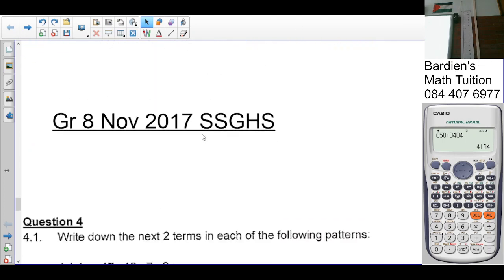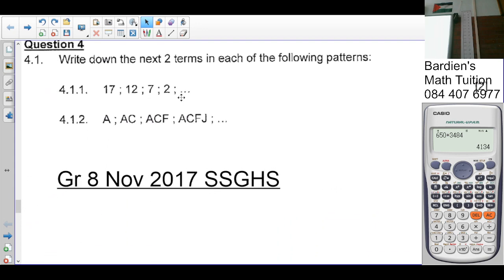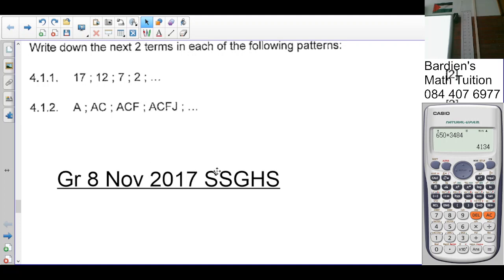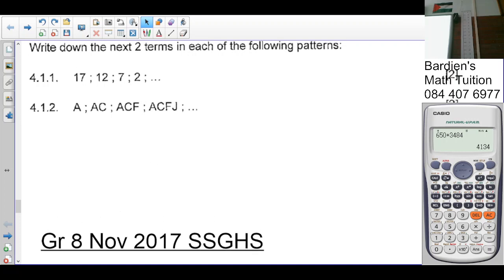Let's carry on. Question 4.1 says write down the next 2 terms of each of the following patterns. So how do I move from 17 to 12? Minus 5, minus 5, minus 5. So you have minus 5, negative 3, minus 5, negative 8.